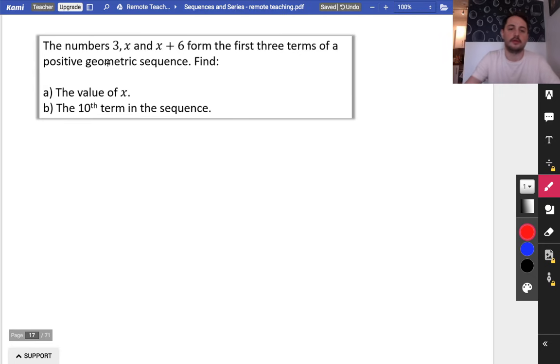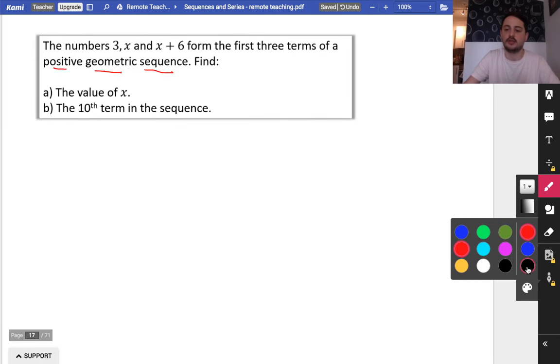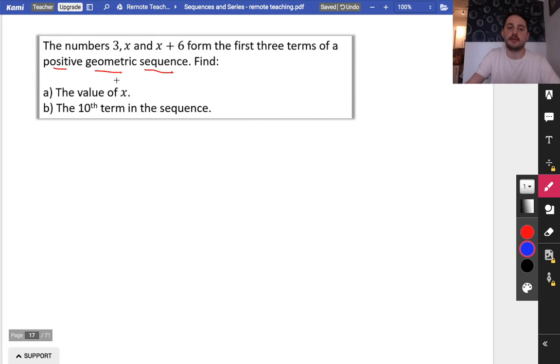So here we go. We've now got something this time. It was a bit like we did this with arithmetic, and now we're going to be doing it with the geometric kind of sequence as well. And it's going to relate to the idea of how we find out what the common ratio is. So it says these three numbers, 3, x and x plus 6, form the first 3 terms of a positive geometric sequence. So we've been told it's positive and it's geometric, so we can go straight in and do some calculating here. We want to find out the value of x.